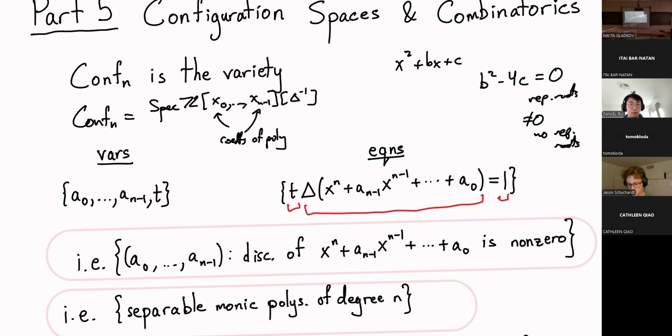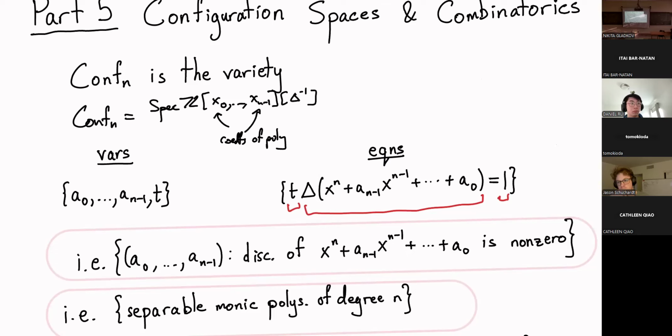So discriminant means, thinking of it as one variable, a single equation that vanishes when there are multiple roots. Yes, exactly. So Conf_n, okay, it makes sense. I see.